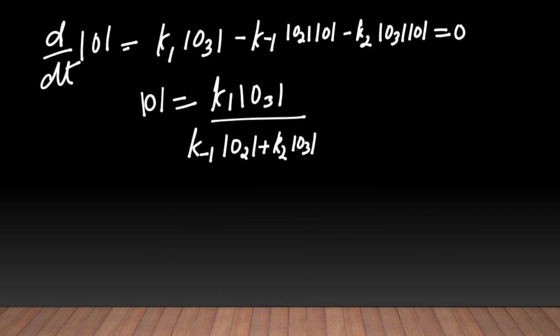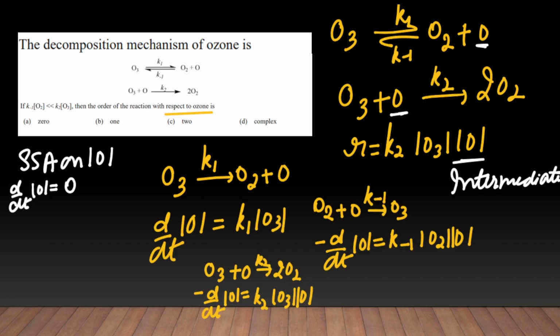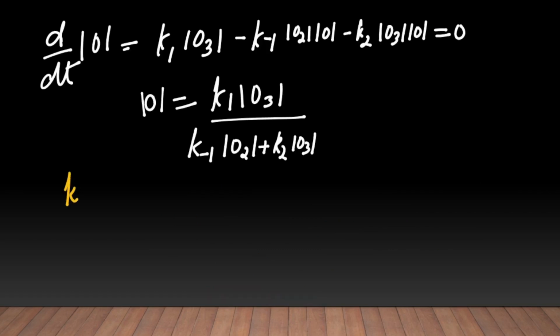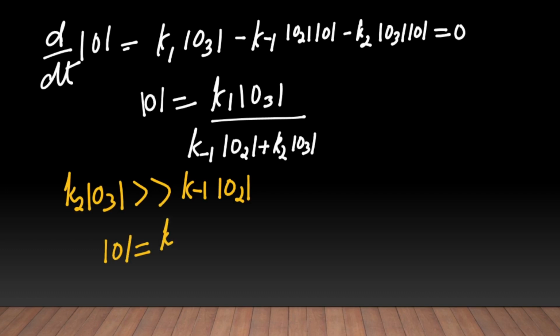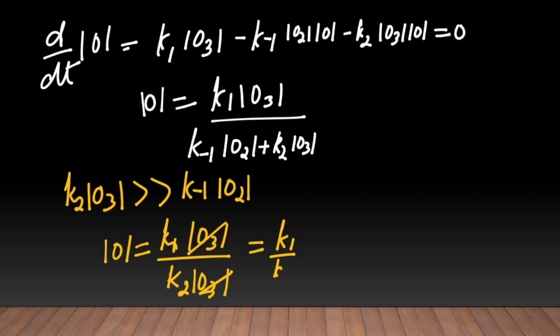Now a condition is given to us which says K inverse of O2 is small compared to K2 O3. So use this condition now, that K2 O3 is much greater than K inverse of O2. So the nascent oxygen concentration will become K1 times O3 upon K2 times O3. So this and this get cancelled out. It becomes K1 by K2, right?